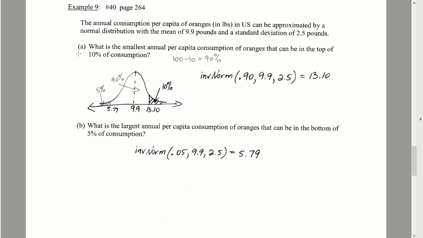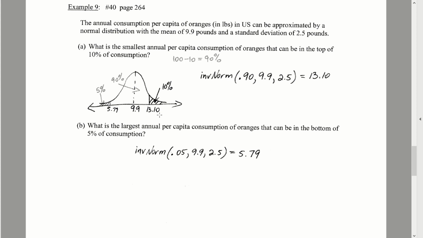The first question asks, what is the smallest annual per capita consumption of oranges that would put somebody in the top 10%? So what amount of oranges would you have to eat in order to be in the top 10%? We have a normal distribution. We can go ahead and draw our bell here. Our mean is 9.9, so that's where our average would be. Certainly if somebody's in the top 10%, they're going to be well above average. So this value we're looking for is going to be somewhere over here to the right. And if it's the top 10%, then the proportion of the probability above it would be 0.10.